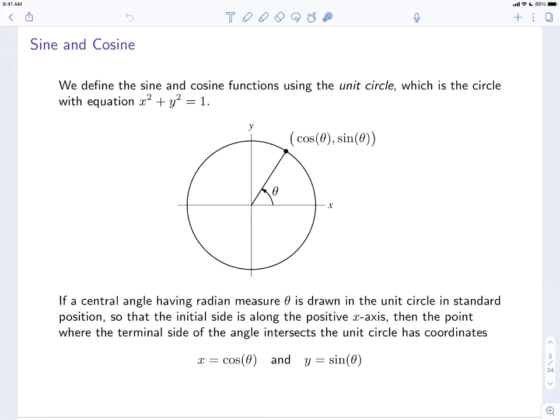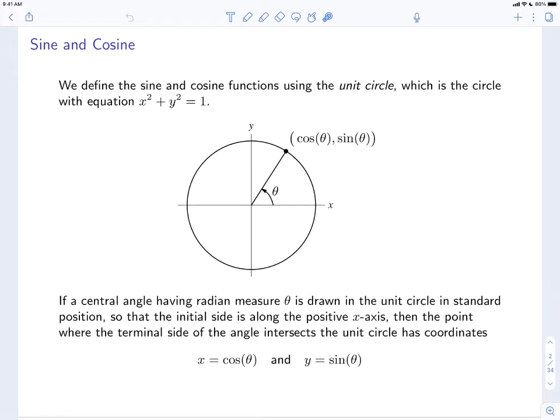The unit circle is the circle having equation x squared plus y squared equals 1. That is, it's the circle centered at the origin, 0, 0, having radius 1. So the radius of this circle is 1.